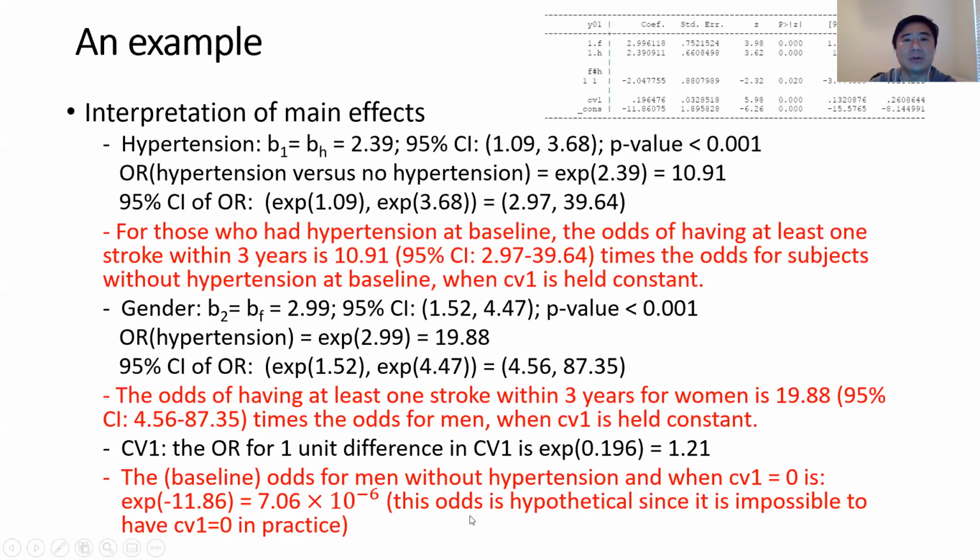It's basically 0.000007. So this is, again, a hypothetical value because you do not have any subjects with a CV1 equal to 0, which is not possible in practice. But this is the interpretation for that constant term. It's for that kind of people. A man without hypertension, CV1 equal to 0, will have a tiny little chance, equal to 7.06 times 10 to the negative 6, as the odds. So this is what we call the baseline odds.